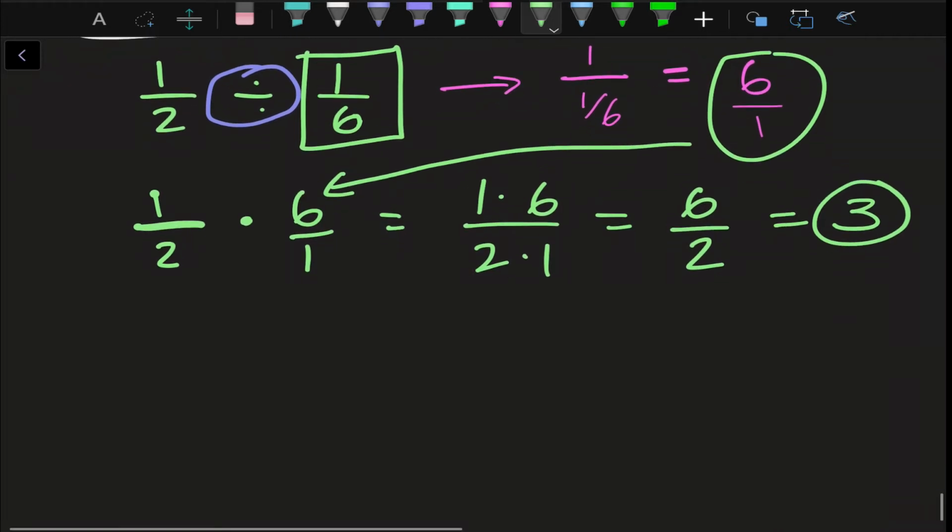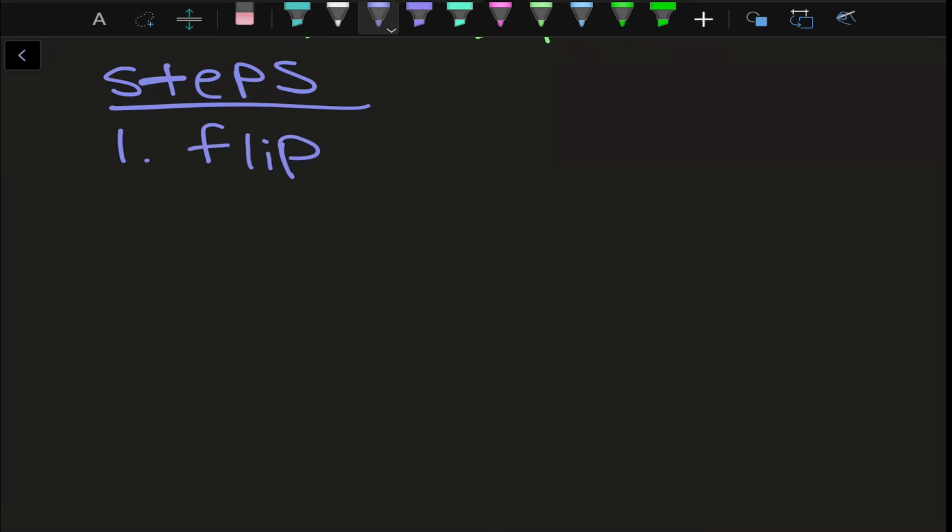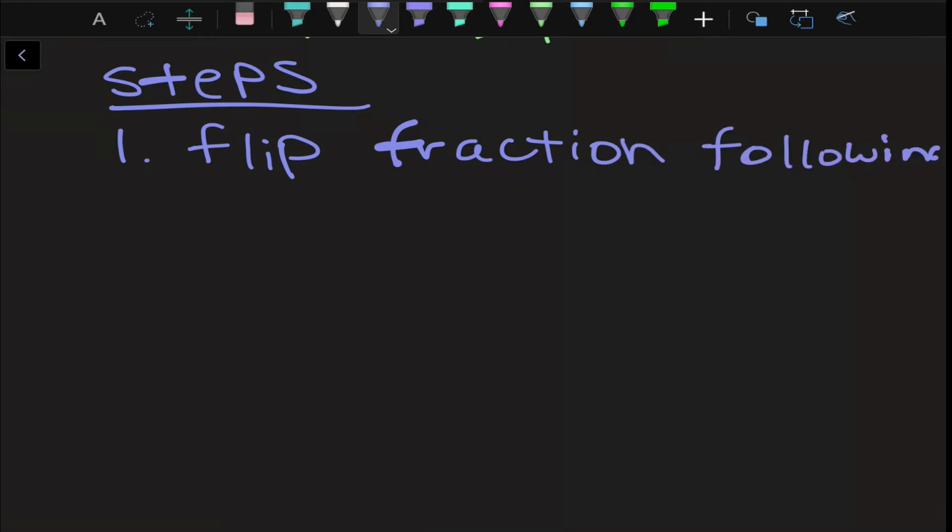So our big takeaways from here, I can write down in steps for us. 1, we're going to flip the fraction following the division sign.